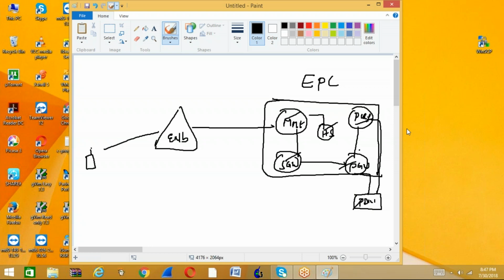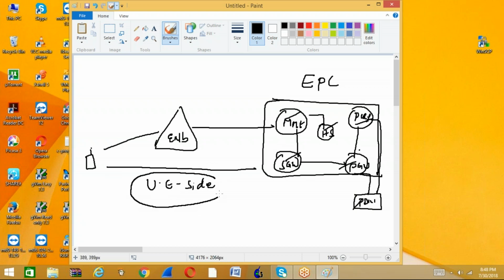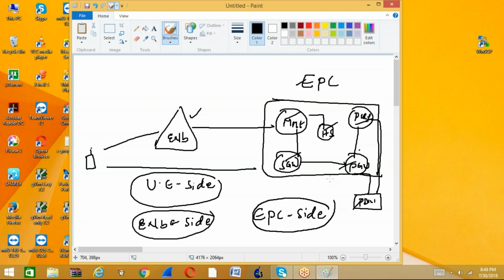So out of all these things, the basic thing is, when you're working in any company, the profiles are either you will be working on the UE side, the mobile side, or you will be working on the network side, that is the eNodeB side, or you will be working on the EPC side. So there are three different types of engineers: those working on the UE side, those on the eNodeB side, and those on the EPC side.